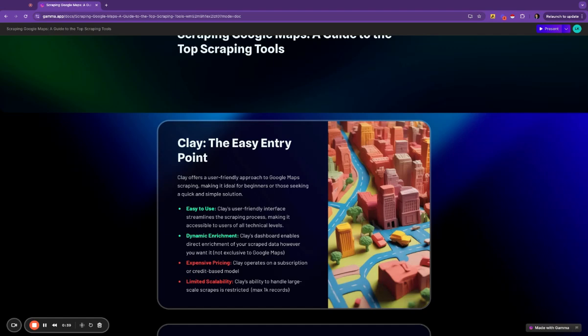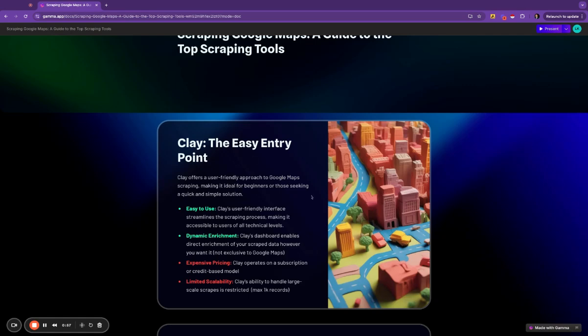We're going to cover the different tools, their benefits and drawbacks, so you can determine which one's the best for you, based on what scale and pricing and usability you're looking for.